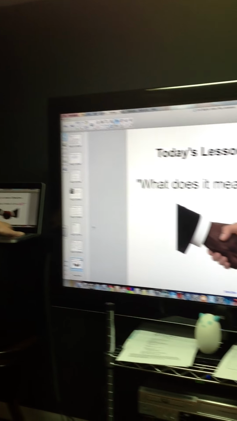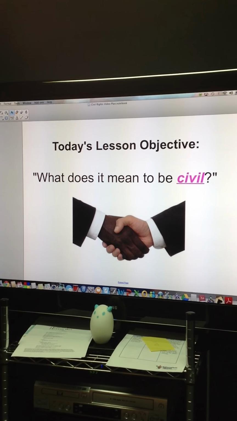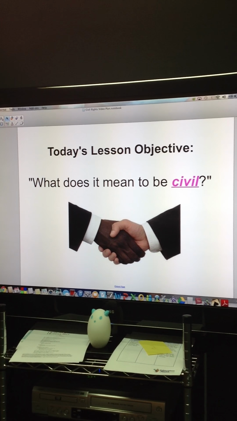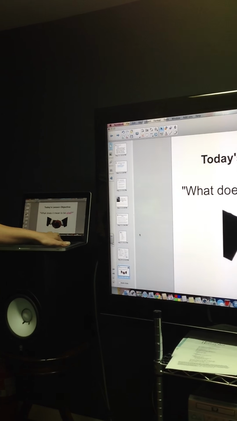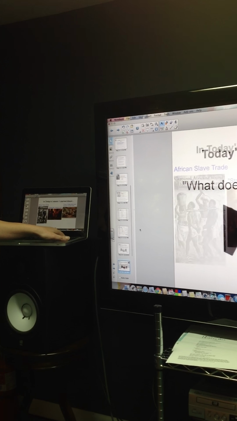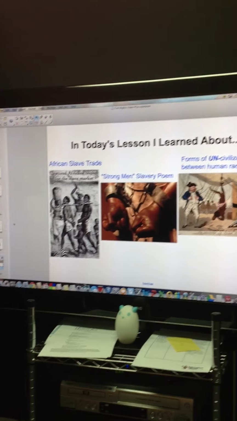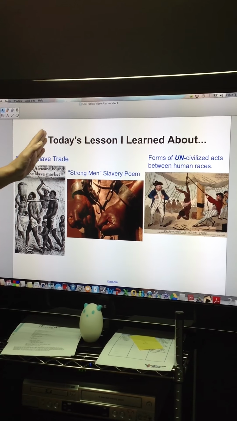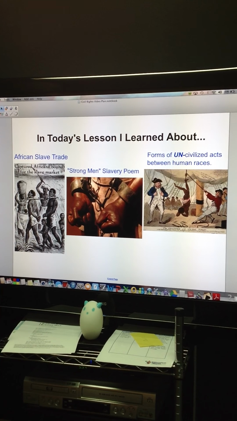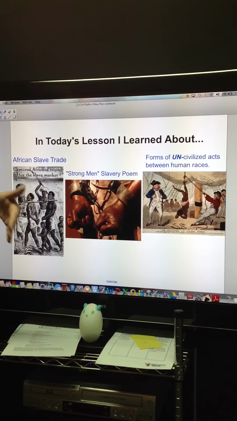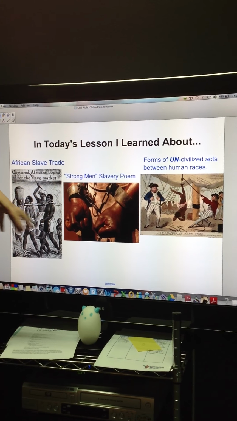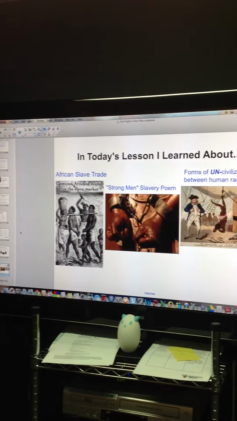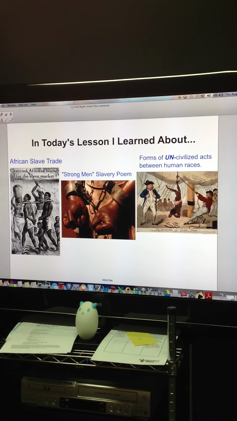And then once they are back into their individual seats, we're going to go back over the day's lesson objective. What does it mean to be civil? Okay, and to answer that, we are going to recap the daily lesson. Okay, they watched the video, they did some post-assessment questions, they started analyzing the poem Strongmen, which is probably going to carry on into the next day. This activity probably won't be finished, but they started getting familiar with this poem, and forms of uncivilized acts between the human race during the African slave trade.